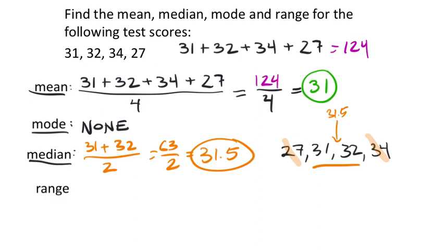Okay, the range is where we take the biggest number, which we have seen already. It says 34. So I take the biggest number, 34, and then I subtract the smallest number, which is 27. So when I subtract these, which I can put in the calculator, I get the range. It's a range of 7.